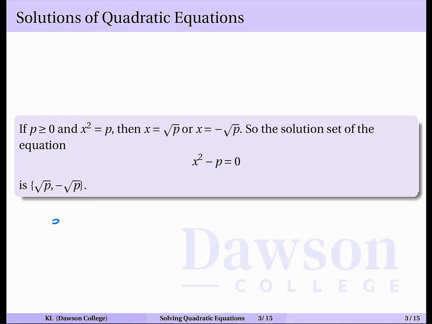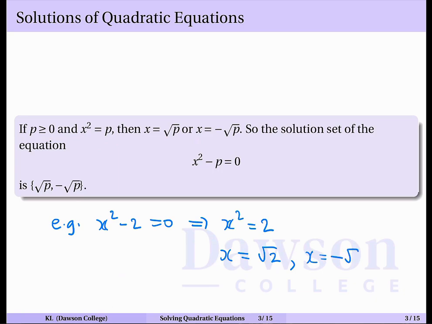So for instance, let us just look at this example. You got x squared minus 2 equals 0. This one you can write as x squared equals 2. Here, 2 is a positive number. So this means that x equals square root of 2, comma, x equals negative square root of 2. So these are the solutions for this equation.